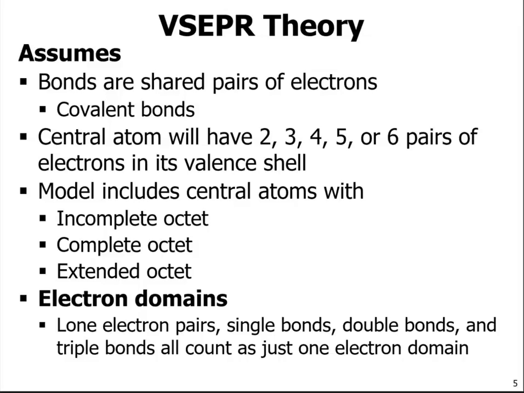And those electron domains, again, are single lone pairs of electrons, single bonds, double bonds, or triple bonds. The double bonds and triple bonds just count as one electron domain, so they'll take up just one of those spots.